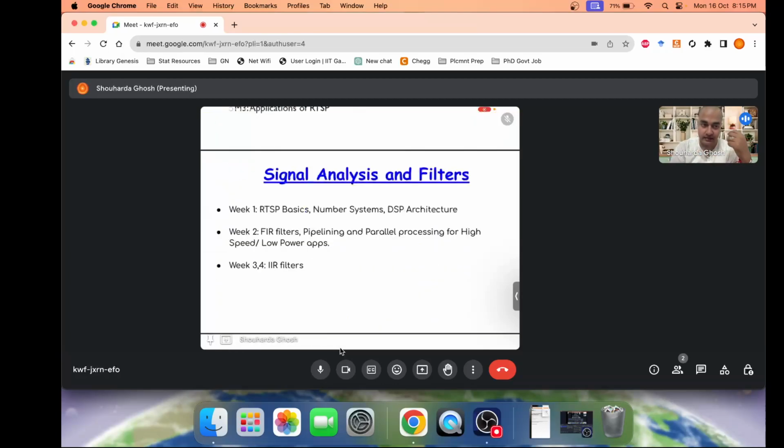So what did you see in signal analysis and filters? In the first week, we covered the basics of real-time signal processing. Starting from the number systems, we had a good discussion on fixed point and floating point systems: which one is better, when to use what, when not to use the other. Then different DSP architectures such as the Harvard architecture and the von Neumann architecture. Generally we talk about the von Neumann architecture only, and how data flow and instruction flow take place. That was a brief discussion of DSP architecture. You can refer to separate courses on computer architecture.